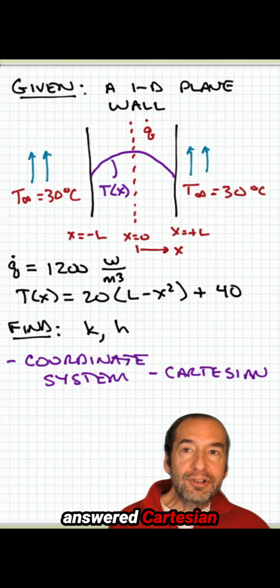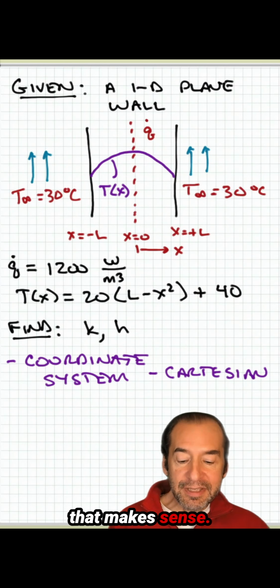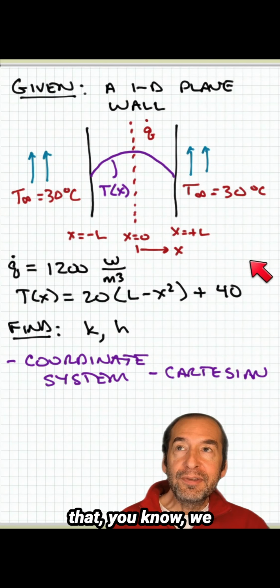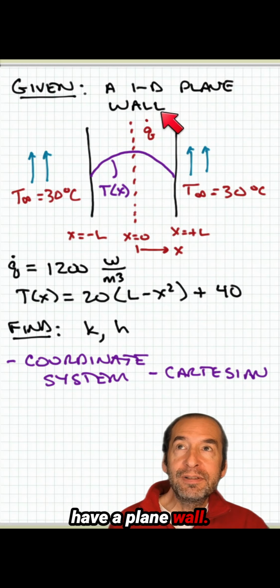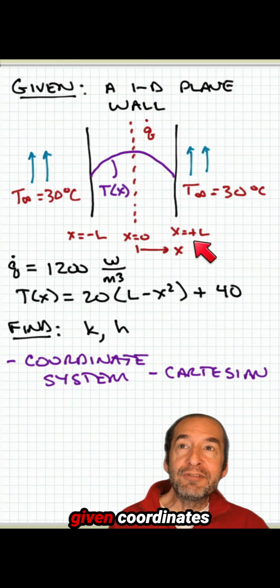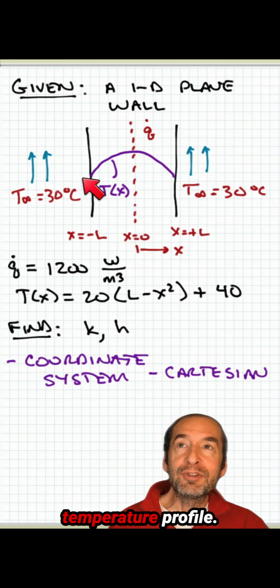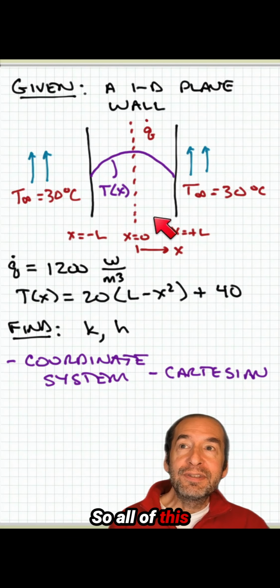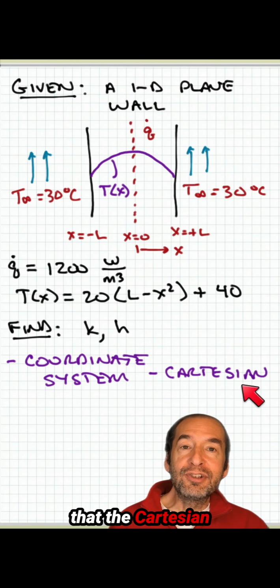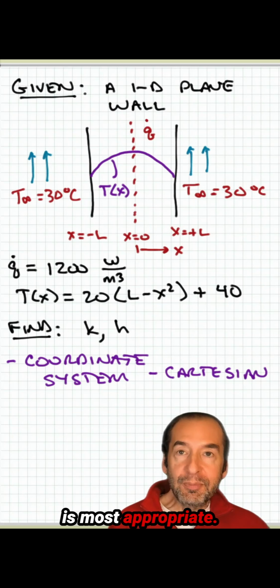Okay, if you answered Cartesian, I think probably that makes sense. Some cues are that we have a plane wall, and also that we're given coordinates in terms of an x direction and a temperature profile. So all of this together suggests that the Cartesian coordinate system is most appropriate.